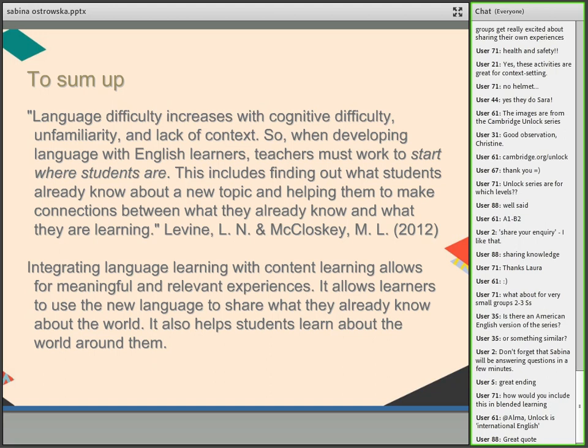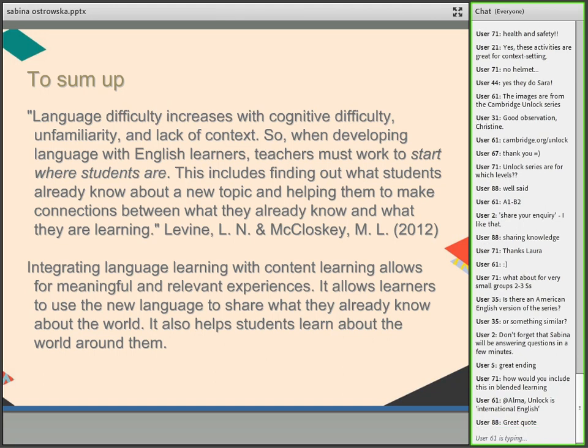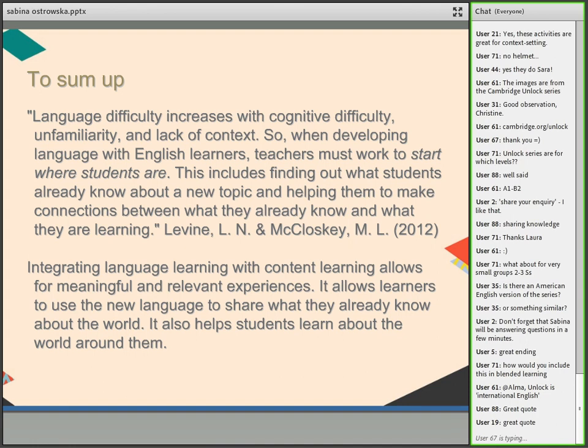We want students to feel that they're sharing their life experience with you in the classroom, because language learning has to be meaningful. And we can all adjust and adapt our textbooks so that the students have a chance to make them their own. It allows learners to use the new language to share what they already know about the world. It also helps students learn about the world around them. So bringing the old and helping them understand the new. I think it's very important.